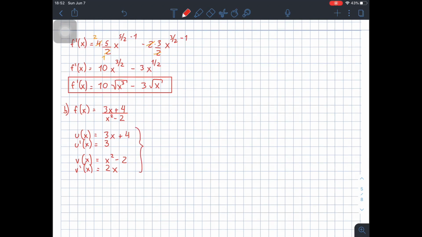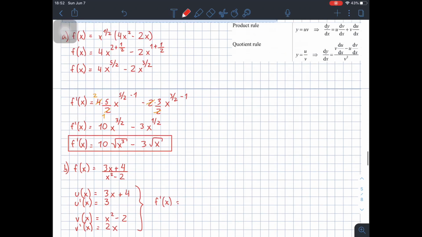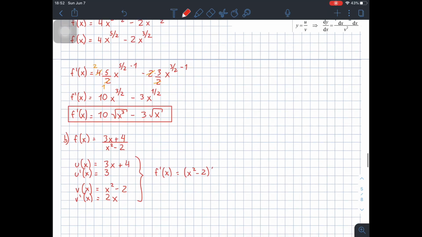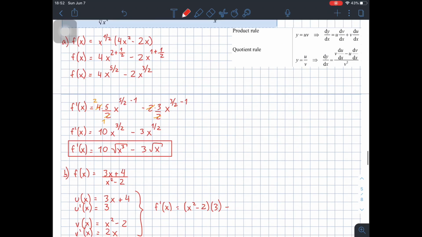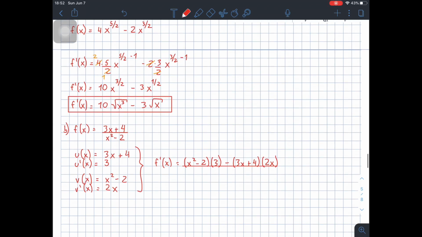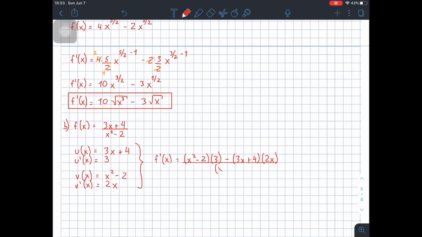So I'm going to do that right here. f prime of x, the derivative of f, is equal to, if we remember the quotient rule, v times the derivative of u, so v, the original function, x squared minus 2, times the derivative of u, which is 3, minus u times the derivative of v. u is equal to 3x plus 4, and the derivative of v is equal to 2x. And this is being divided by v squared, so that's (x squared minus 2) squared.